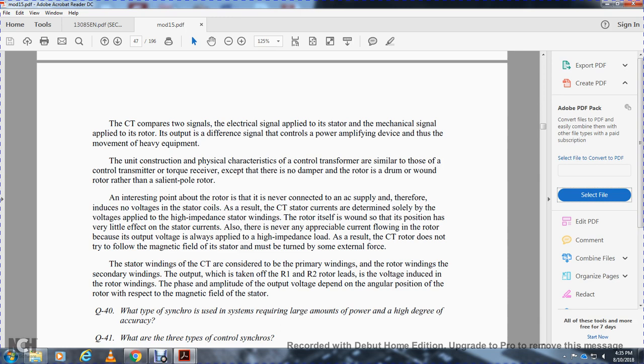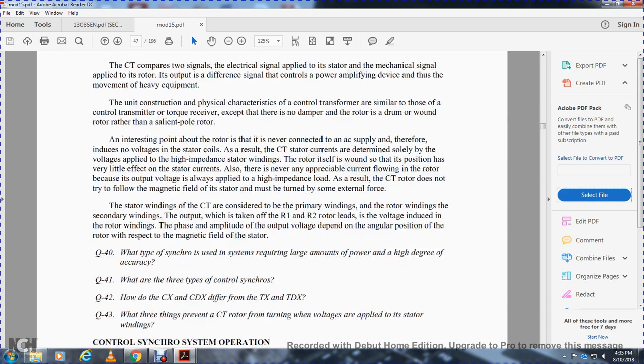The stator winding of the control transformer is considered the primary winding, and the rotor winding the secondary winding. The output is taken from rotor 1 and rotor 2. The rotor winding voltage has a phase and amplitude that depend on the angular position of the rotor with respect to the magnetic field of the stator.